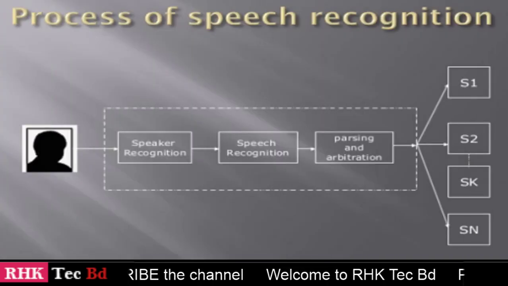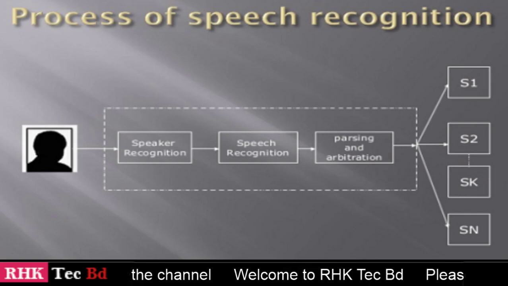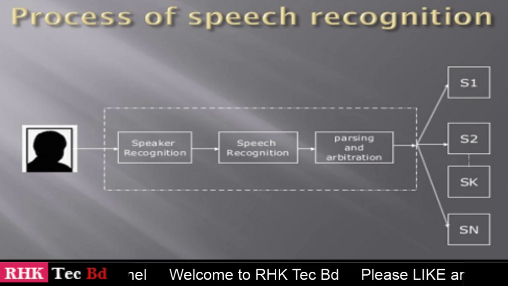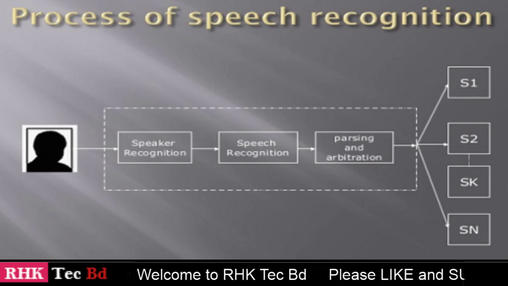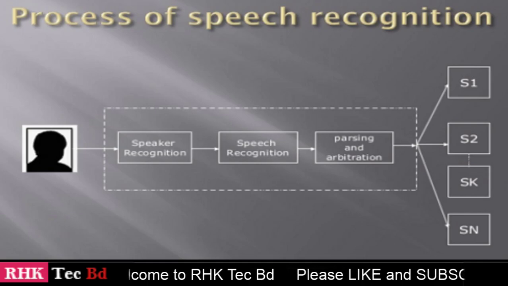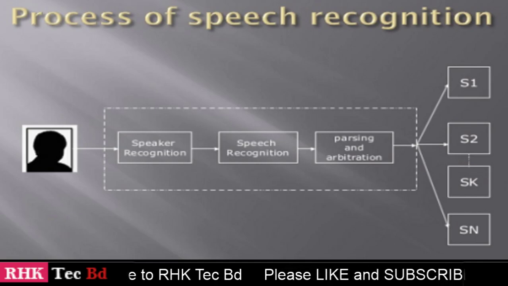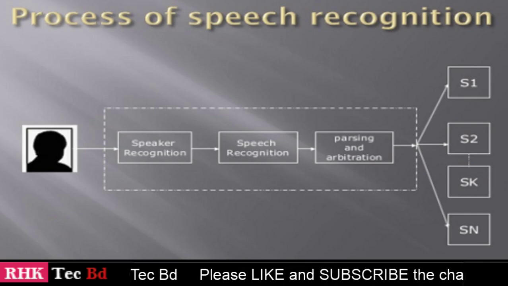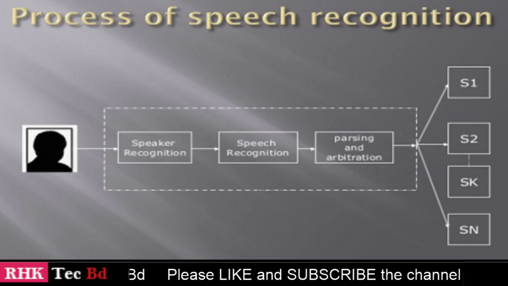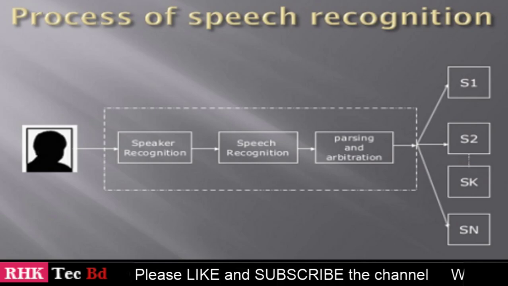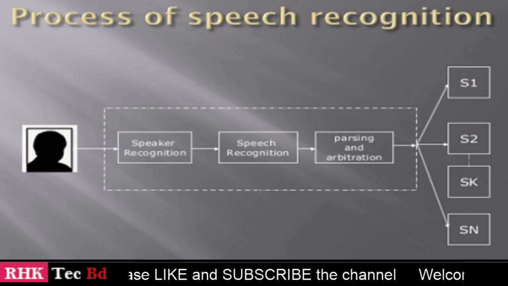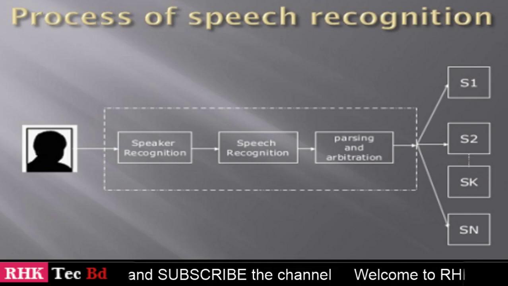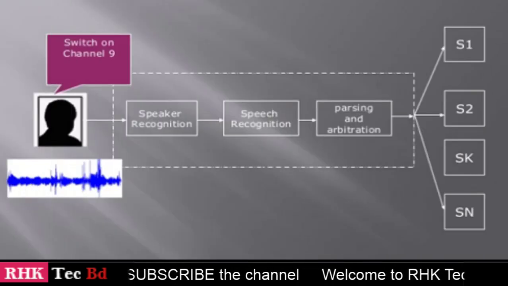So, the process of speech recognition. Here, if we see the process, the speaker is the human being. First the device should recognize the speaker, because we have already mentioned there is some software which is speaker dependent and some which is speaker independent. If it is speaker dependent software, it must recognize the speaker. Second is speech recognition. Third is parsing and arbitration.